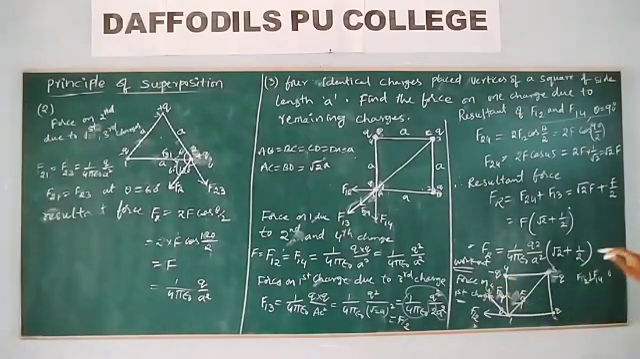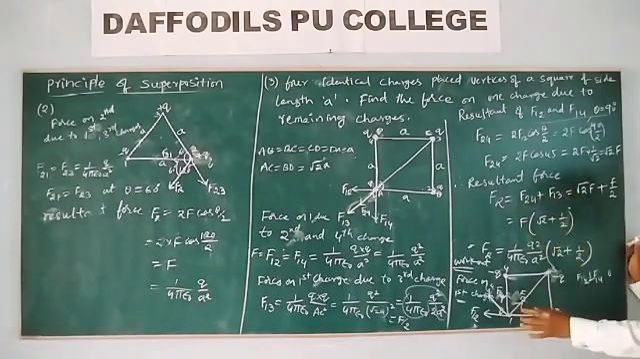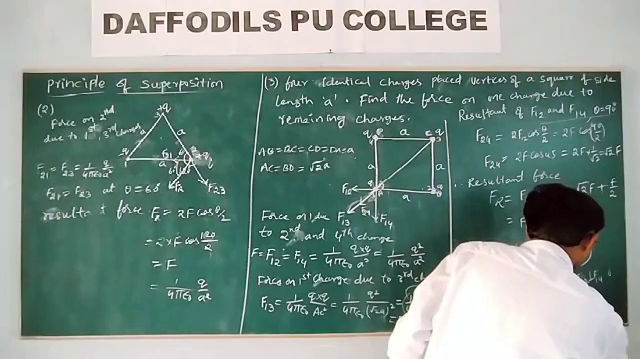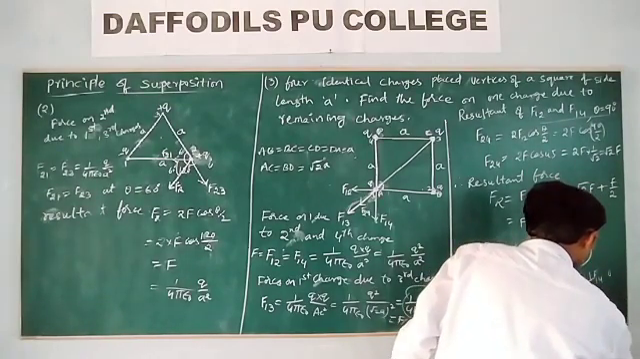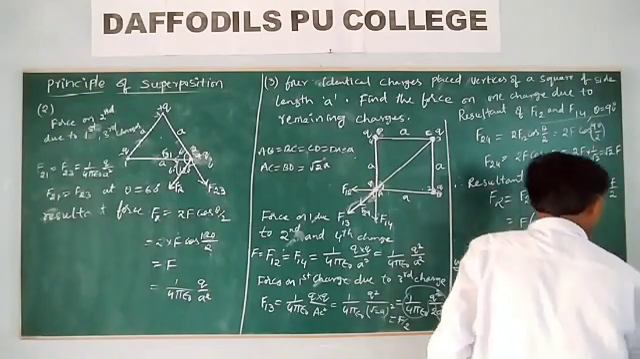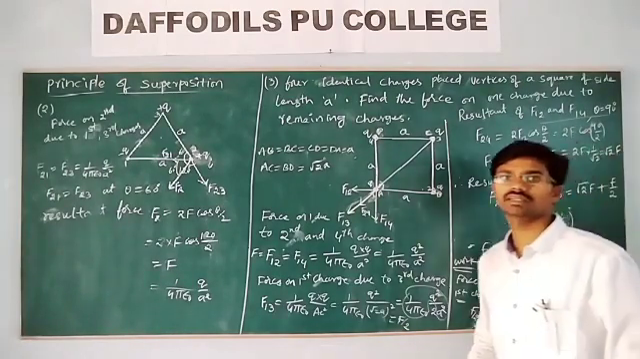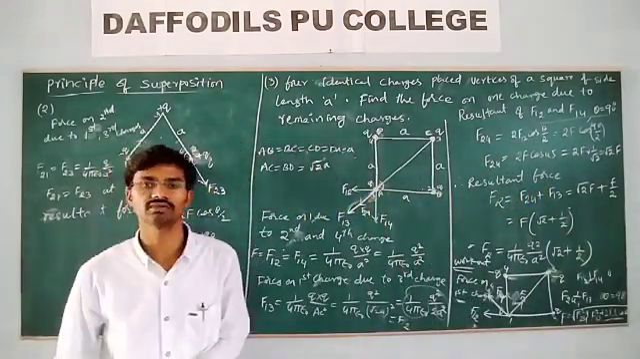And this is what? F by 2. Now here we have added directly, but we should not add directly. F24 and F13 are perpendicular to each other. This is what? That is equal to 90 degrees. Then what do we take in here? F is equal to root over F24 square plus F13 square plus 2F1 F2 cos theta. Here it is 90 degrees only. So just substitute values and calculate the resultant force on that first charge.